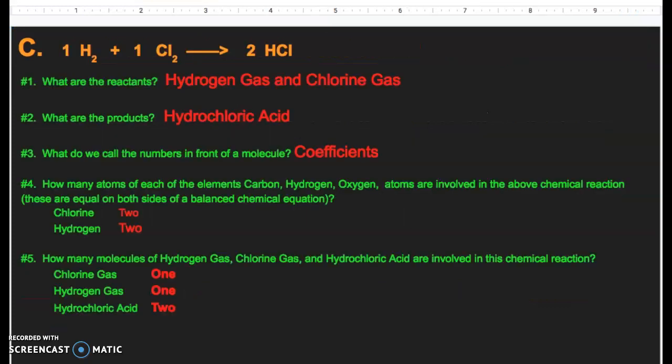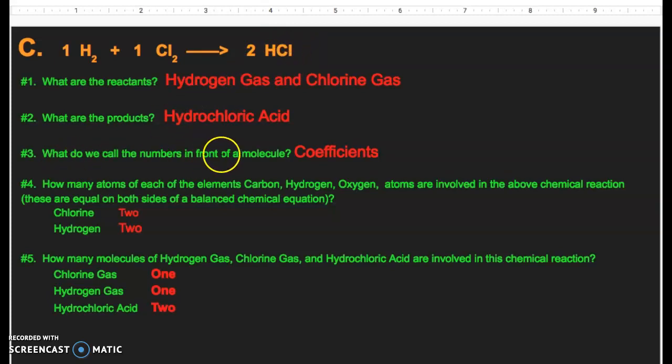Let's keep going. Then the questions, there are 5 questions. Yes, what are the reactants? You have hydrogen gas and chlorine gas and equals 2 hydrochloric acids. What are the reactants? You have, like I said, hydrogen gas, chlorine gas. What are the products? You have hydrochloric acid. You should know HCl is hydrochloric acid.